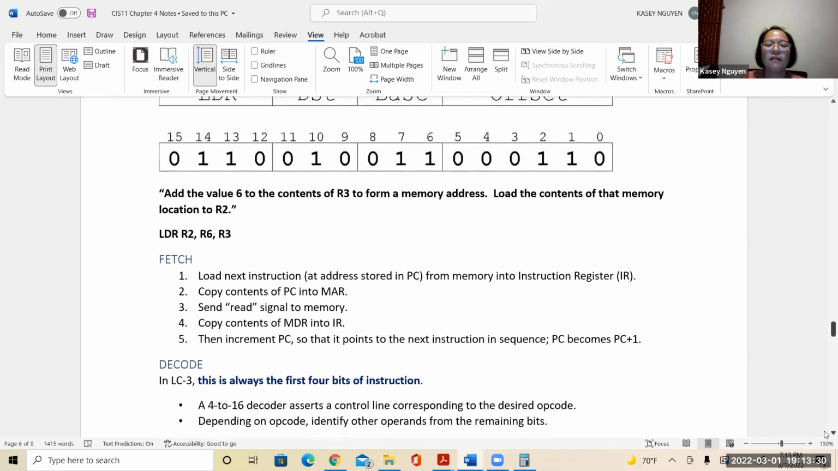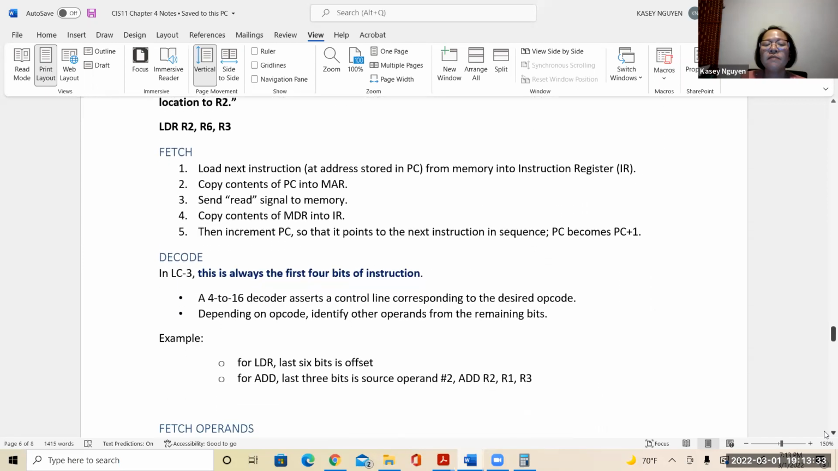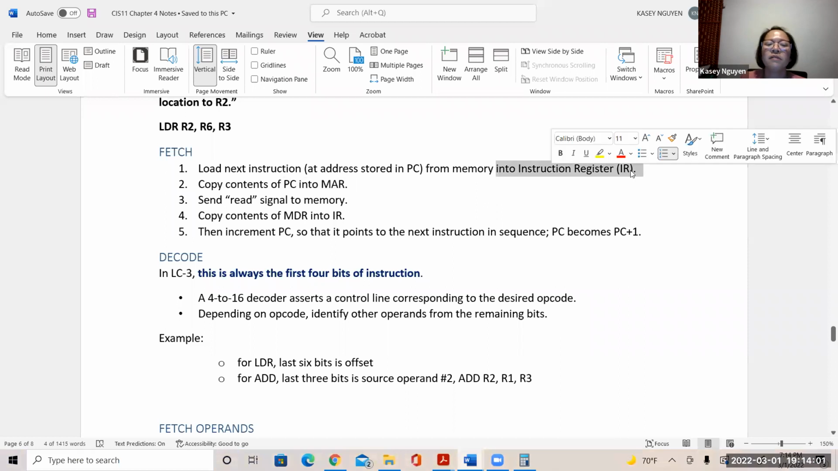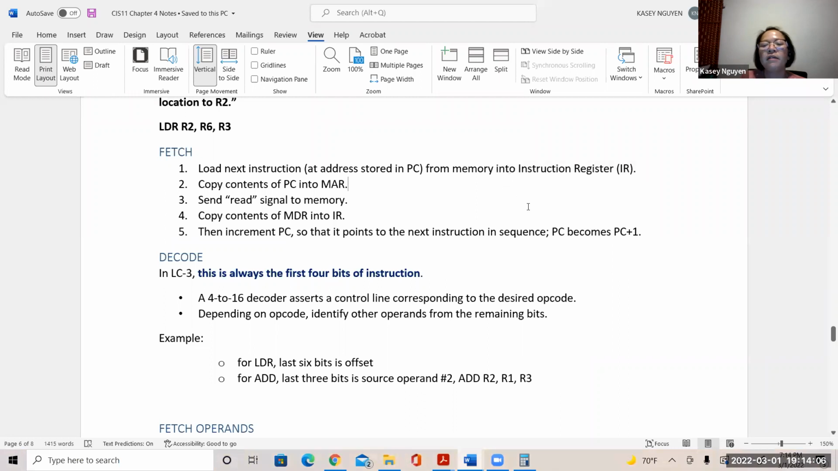Okay. So to break down the fetch step, it's going to load the next instruction, which is to add the address that's stored in the PC from the memory into the register. So it needs to bring the instruction that was at the address in PC to IR, because in IR it's then going to be able to execute. So it needs to bring it from the program counter to the IR, the instruction register.